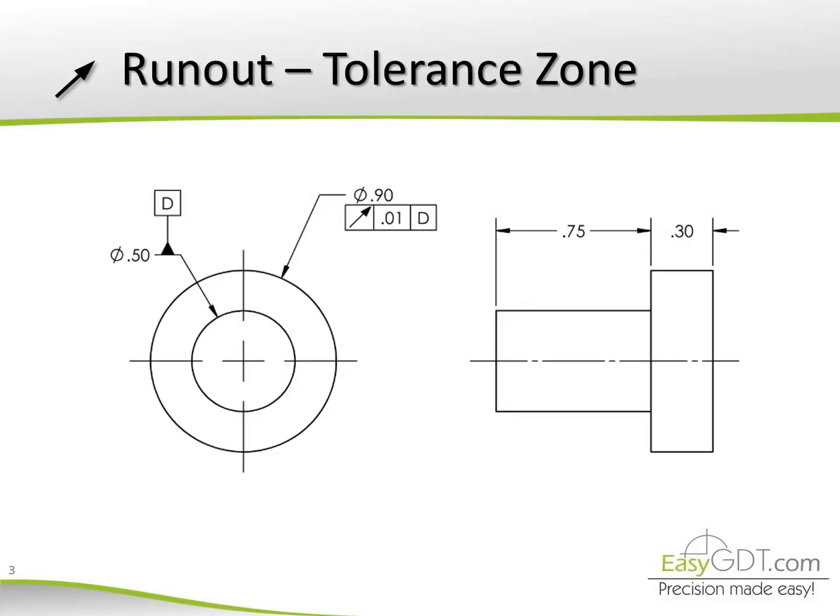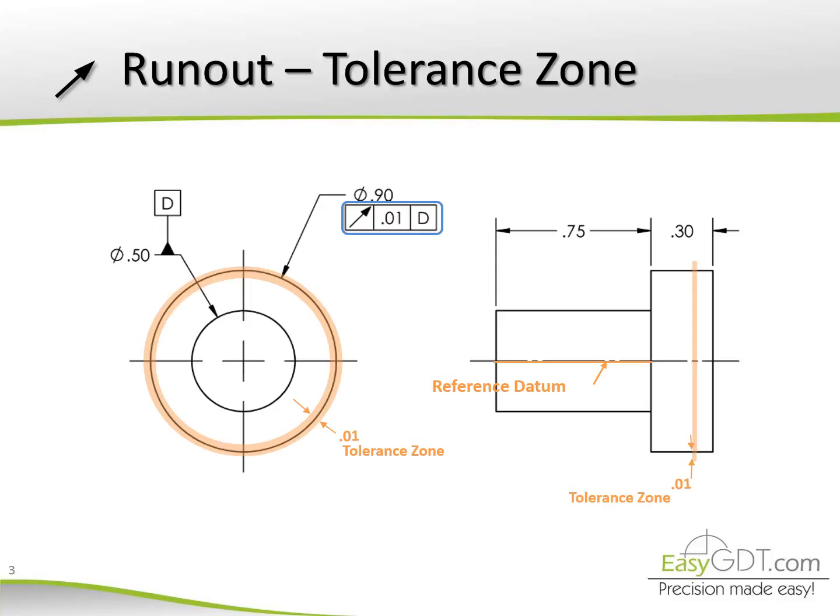Tolerance zone for runout. Notice the runout is referenced to the datum D, which implies that it is the referent axis. The tolerance zone is formed by two concentric circles located in this datum. The tolerance zone is bidimensional.